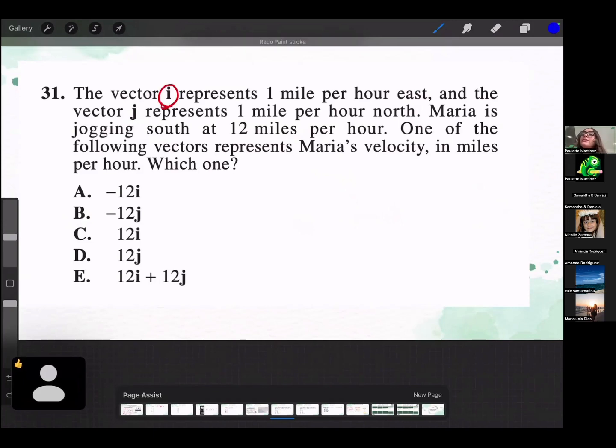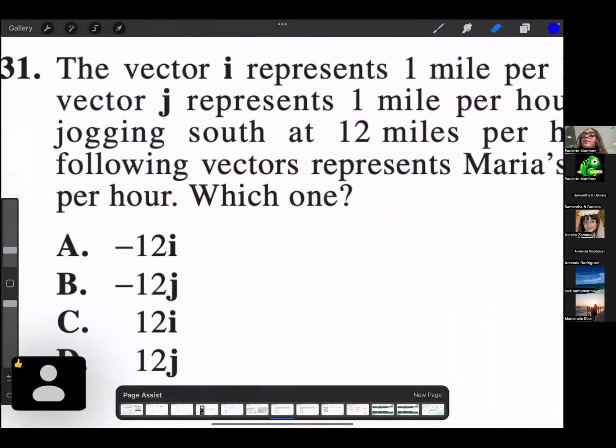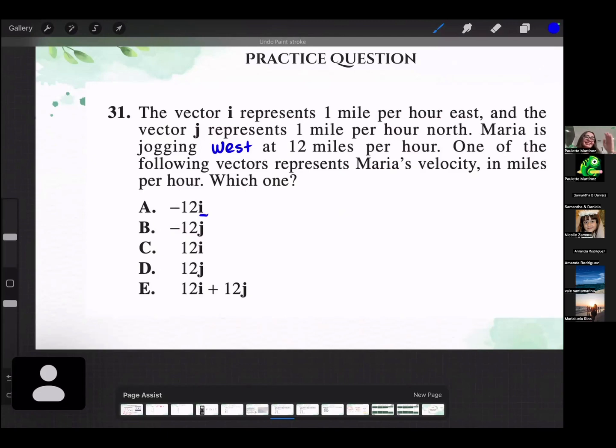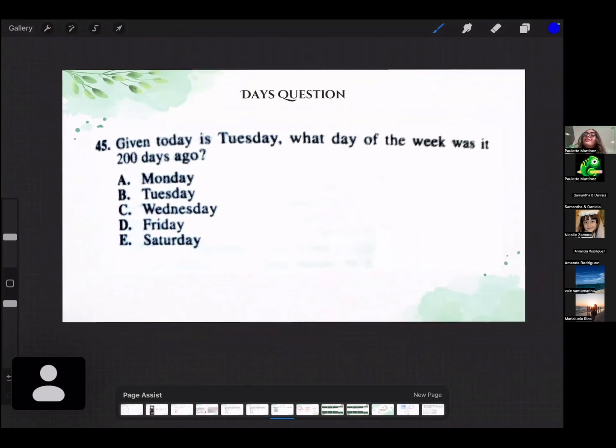Let's just say instead she was jogging, really, west 12 miles per hour. What would be your answer? You can put it in the chat. Yes, it'll be A. So she's walking in the I vector in the negative direction. So the best word of advice for vectors: just think of it as the x and y axis. They're just lines.